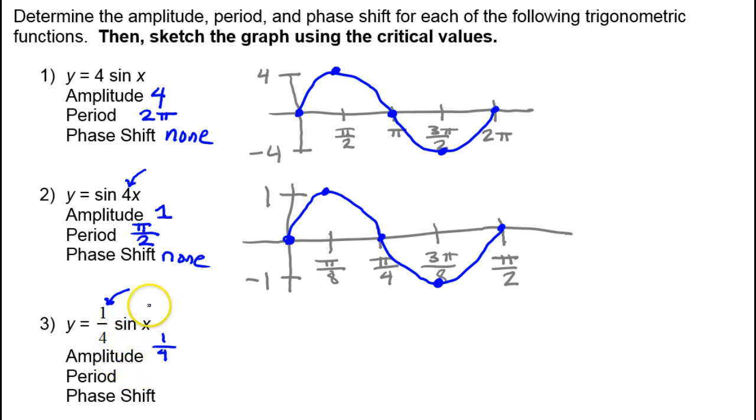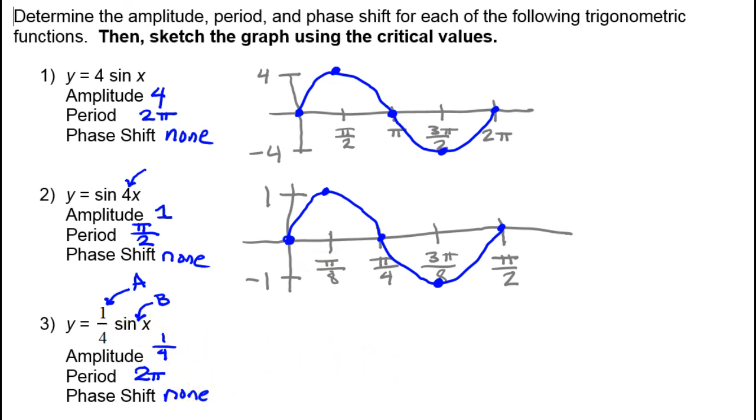Now the period is affected by the b value, which would normally be right here, right? Because this is the a value, and this is the b value. But there's no b value visible. That means b is 1. So the period should be just a regular old 2 pi. Now the phase shift will be none, because nothing is being added or subtracted.